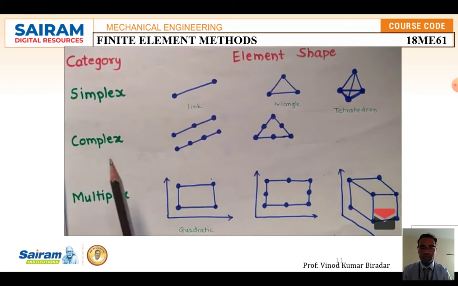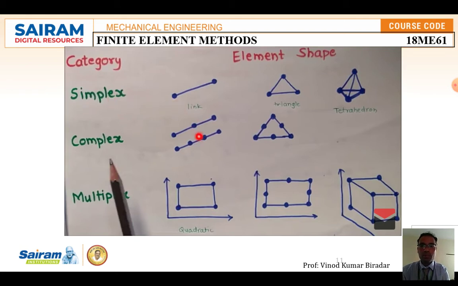Look here, the simplex element. This is a link, a one dimensional element, and only the ends have nodes, 1 and 2. Such an element we call simplex. It is a linear one. Coming to 2D, this is a triangle, and nodes are present only at the corners. In the 3D diagram, a tetrahedron, only the corners have nodes. Such elements come under the simplex category.